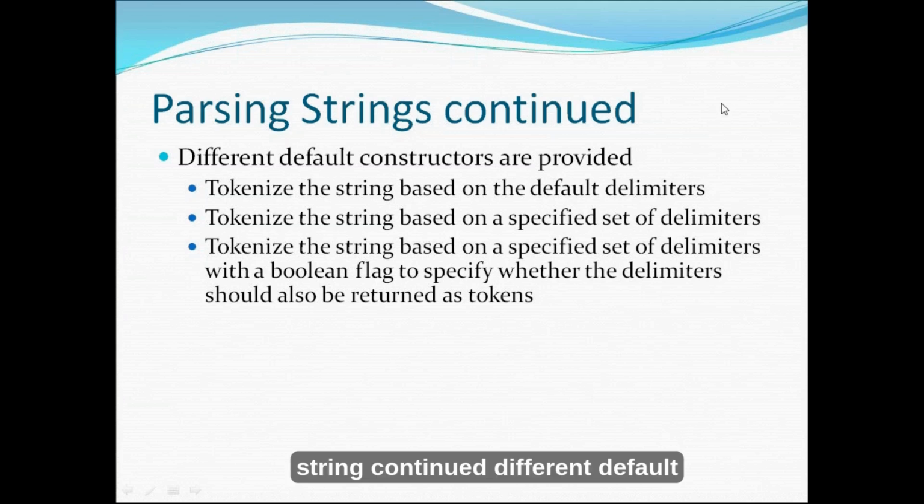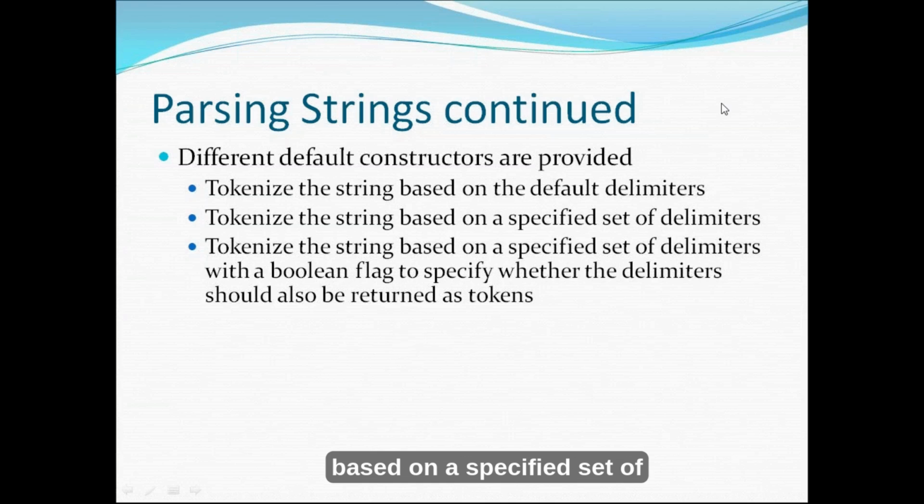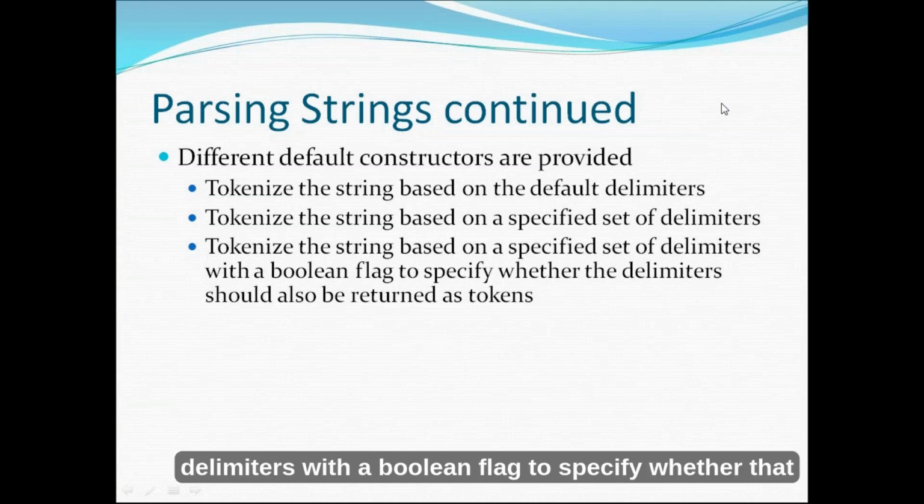Parsing string continued. Different constructors are provided. One tokenizes the string based on the default delimiters. Another tokenizes the string based on a specified set of delimiters. A third tokenizes the string based on a specified set of delimiters with a boolean flag to specify whether the delimiter should also be returned as a token or not.